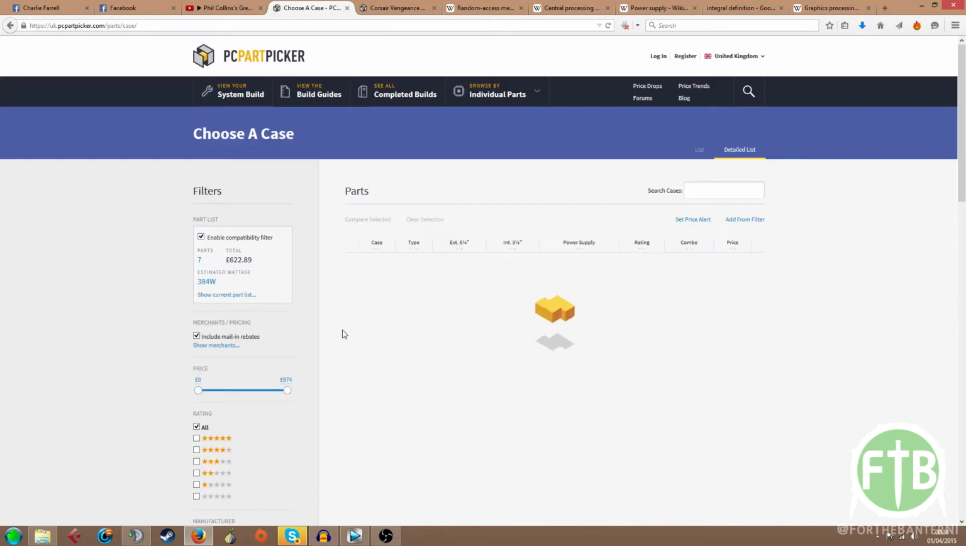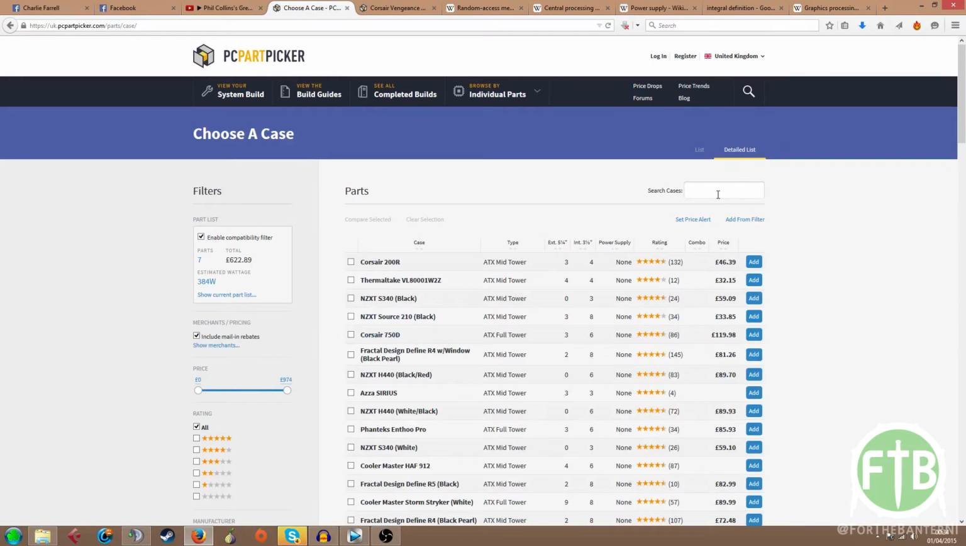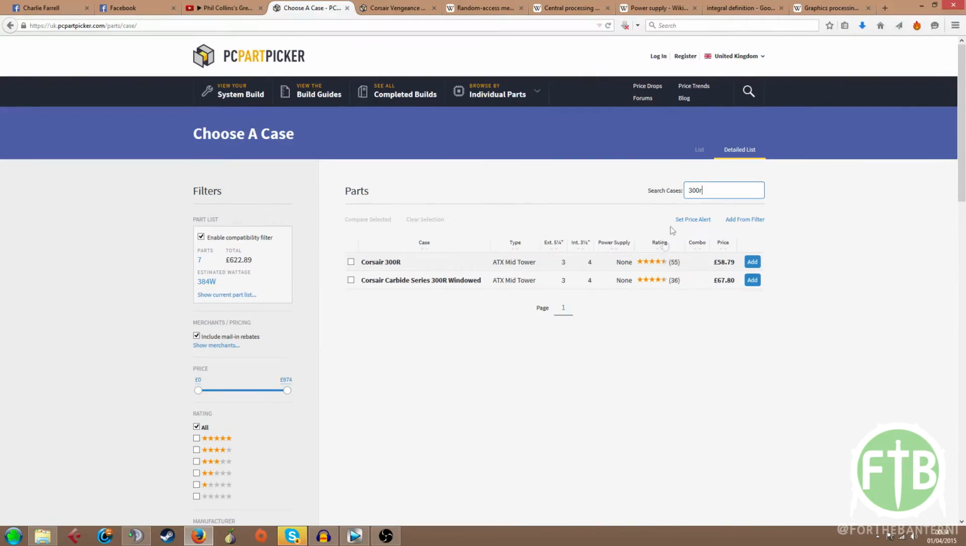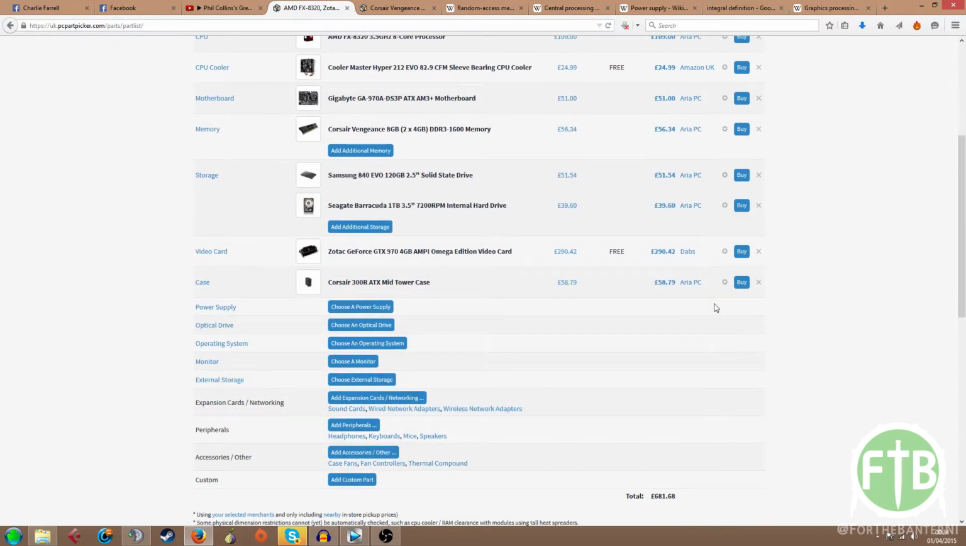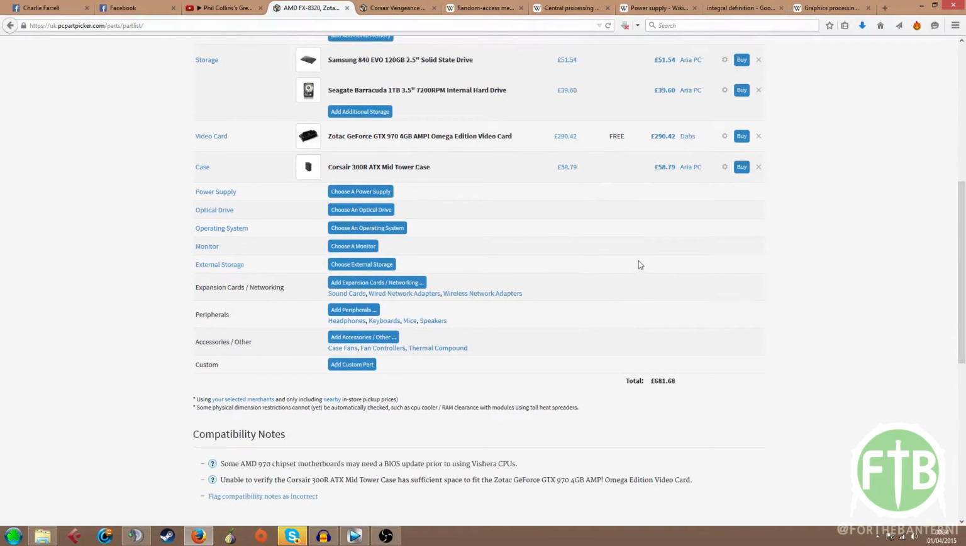For my case, I happened to get a hold of a Corsair 300R. Very nice case. Does the job for everything I need it to. For my power supply, I went with a CX750M Corsair modular power supply, 750 watts. It was very good.